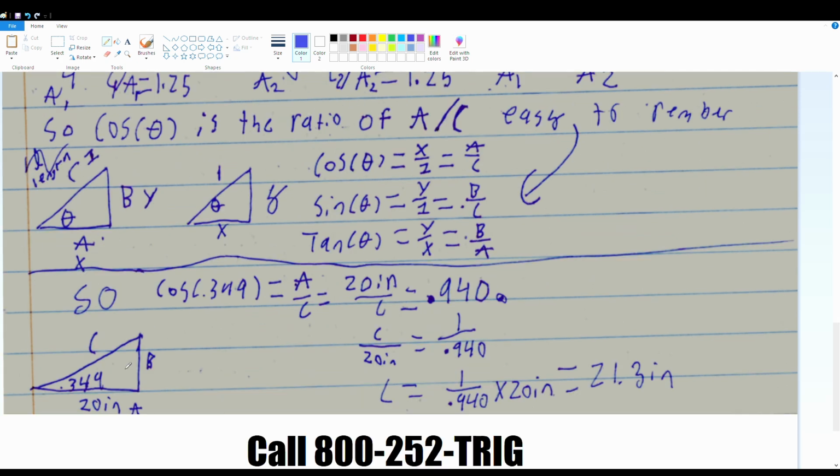And so, cosine 0.349 in this example is equal to a over c, which is 20 inches over c, and equal to 0.940. And so then, if we take the inverse of each side, or reciprocal of each side, sorry, that gets you c over 20 inches is equal to 1 over 0.940. And then we multiply both sides by 20 inches. C equals 1 over 0.940 times 20 inches. And when you do the math, that's 21.3.